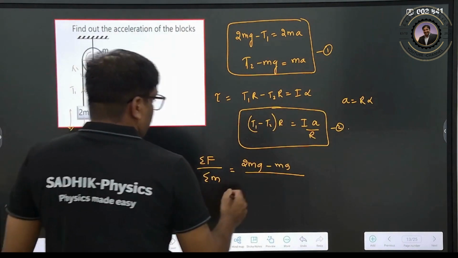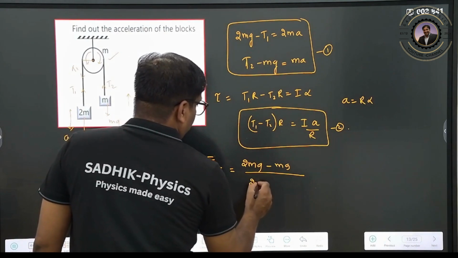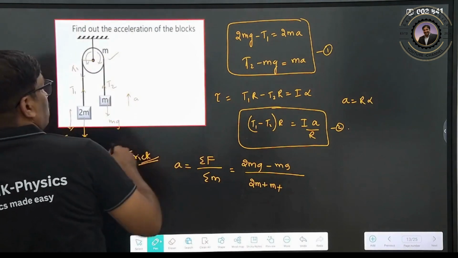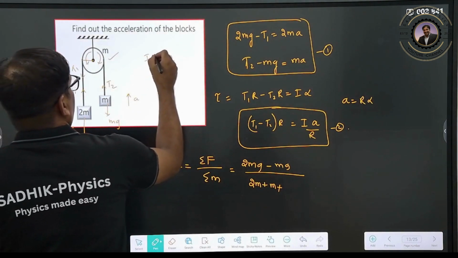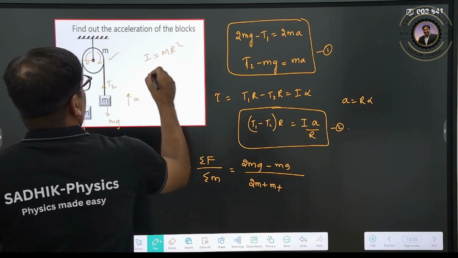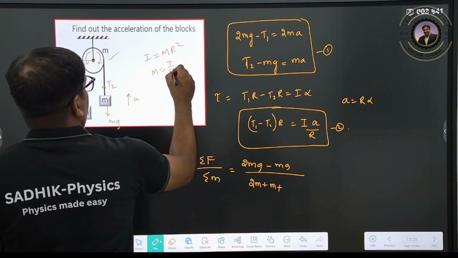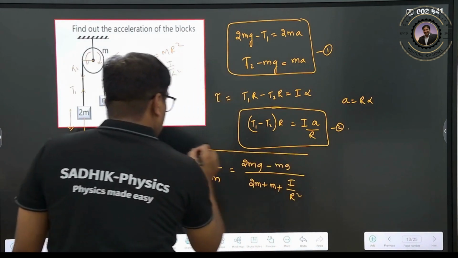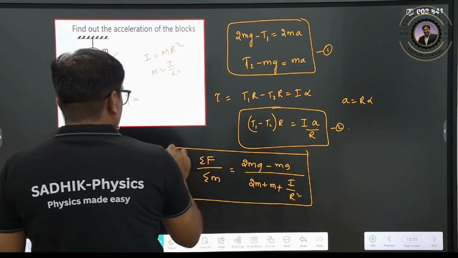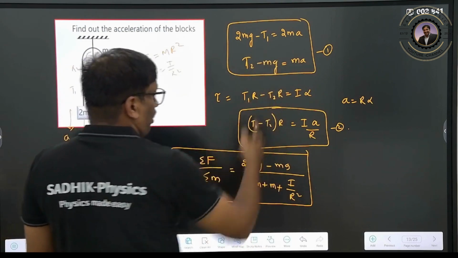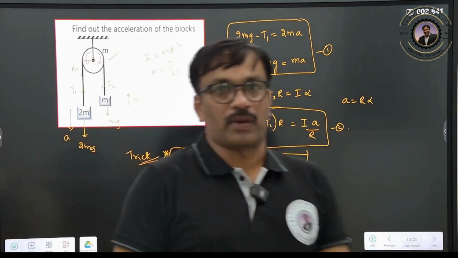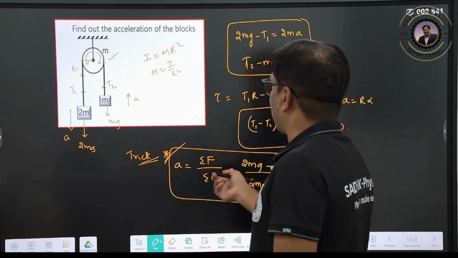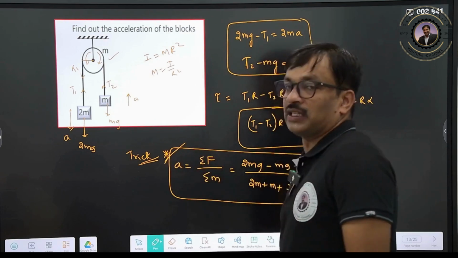Therefore, what is the total mass? It is 2m plus m plus the contribution due to the moment of inertia of this one. You can write the moment of inertia as m r square, so m equals I by r square. So this is your formula. You get this formula by solving these two equations, and you can calculate the problems. If you remember this formula, that is enough. How did I get it? You solve these two equations and you will get this formula.